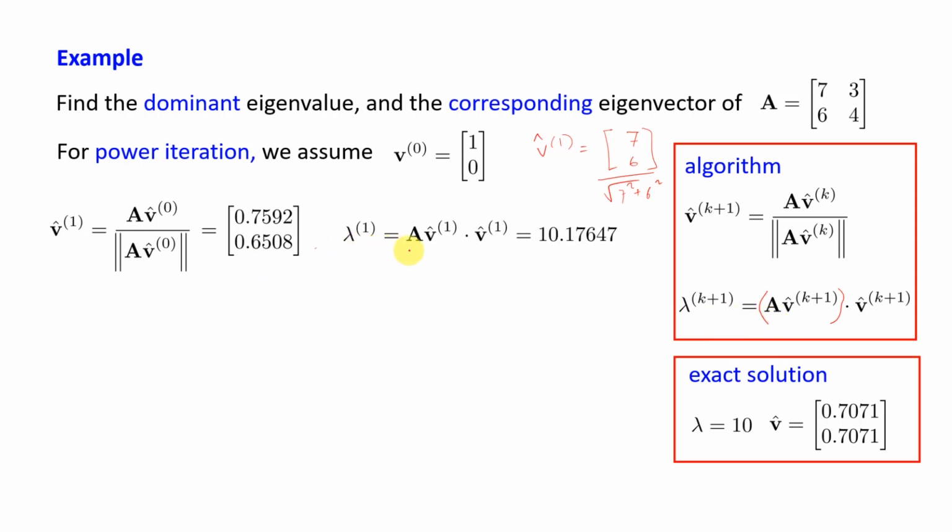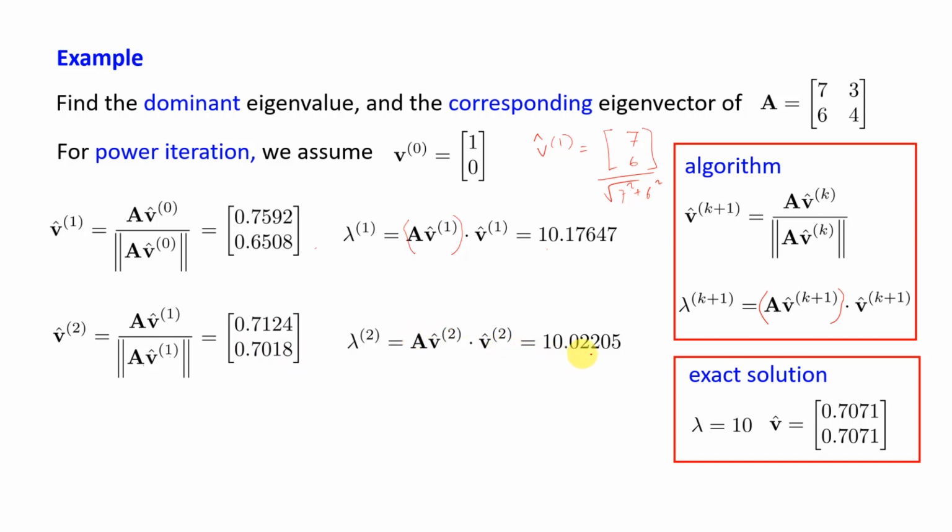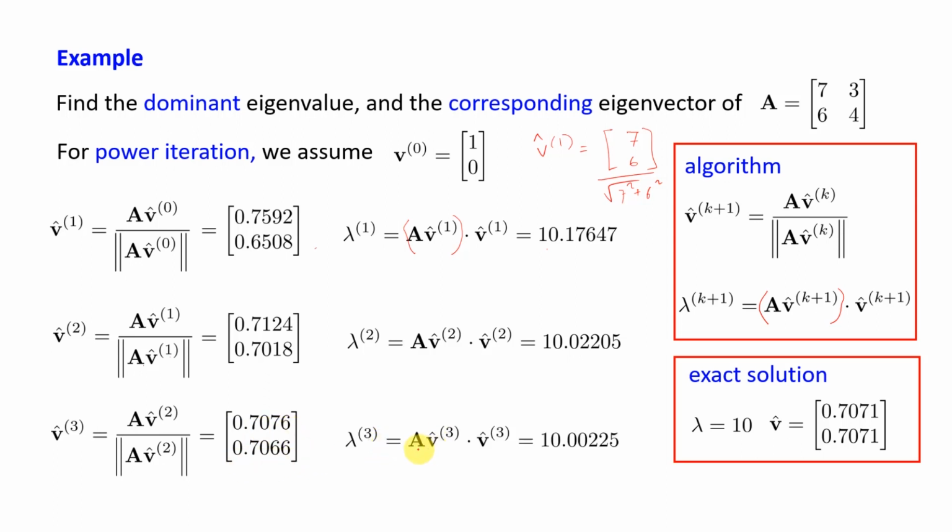Lambda 1 is a scalar, A v1 dot v1. I know v1 now and I know A, so this gives me 10.17647, etc. Similarly I can get v2, which is A v1 divided by the norm of A v1. In a similar manner I do the calculation and get 0.7124, 0.7018. Lambda 2 is coming down to 10.02205. We keep on doing this, say up to v3. Then A v2 divided by the norm of A v2 gives 0.7076, 0.7066. Lambda 3 is A v3 dot v3, and it comes to 10.00225.